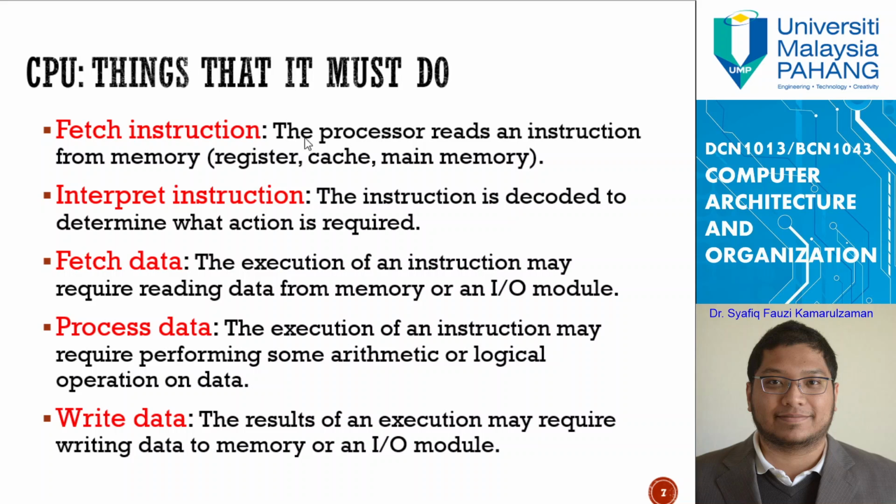Fetch instruction: the processor reads an instruction from the main memory. It doesn't necessarily have to be main memory; it can be in a register or cache. Then we have interpret instruction, where the instruction is decoded to determine what action is required. Then we have fetch data. The execution of an instruction may require reading data from memory or an IO module. Process data: the execution of an instruction may require performing some arithmetic or logical operation on data. And finally, write data. The result of an execution may require writing data to memory or an IO module.